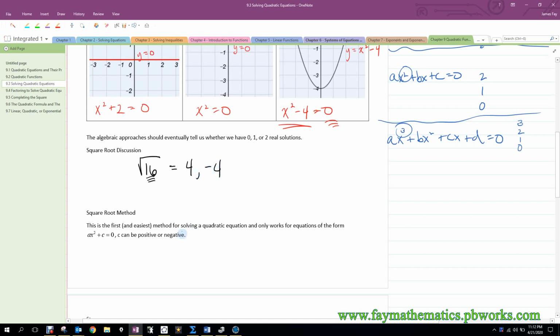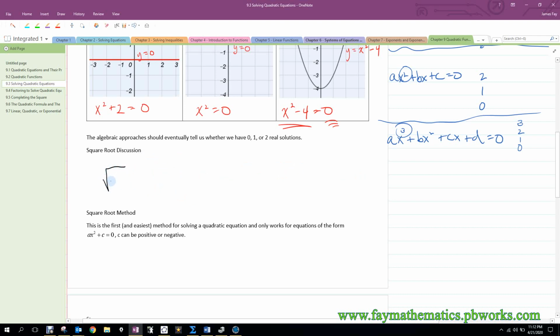but -4 also does, because we know a negative times a negative gives me a positive. So -4 times -4 still gives me 16. So when you square root a number, you actually get 2 answers. Okay? You get a positive version and a negative version, because a negative times itself is a positive. So that gets us into this next idea of something like this.